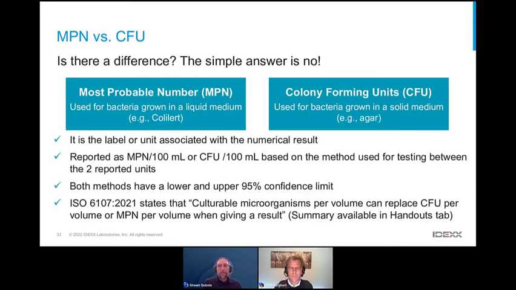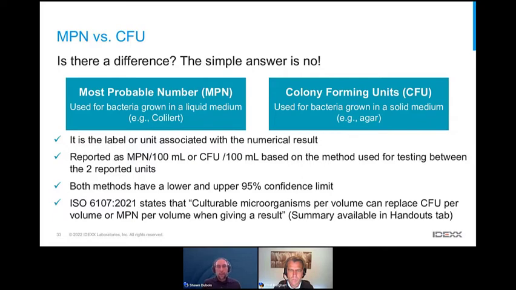So over the years, one of the questions that we often hear, especially from people who are moving over from a membrane filtration method to an enzymatic method, is: I've been reporting in CFU and now I'm going to be reporting in MPN, and is this going to be a concern because these are different results? But it's not really different at all.